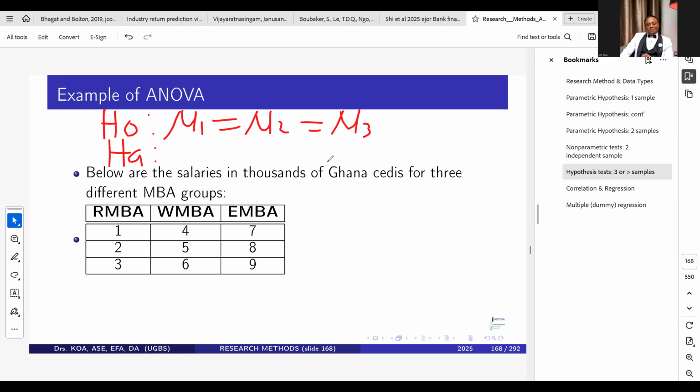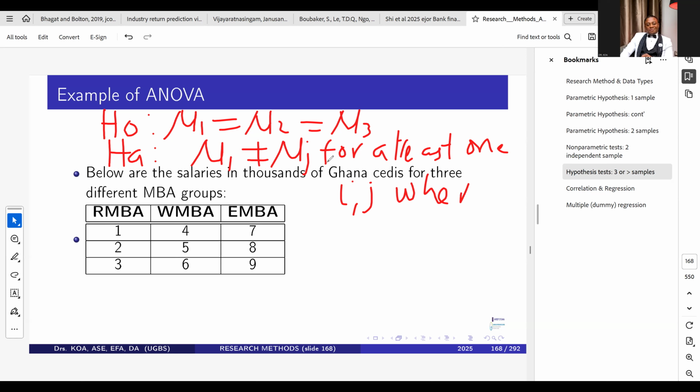And then the alternative, always write it as mu i not equal to mu j, for at least one i or j, where i is not equal to j. That is how you do it. Write this down, I'll explain it. Now, ladies and gentlemen.